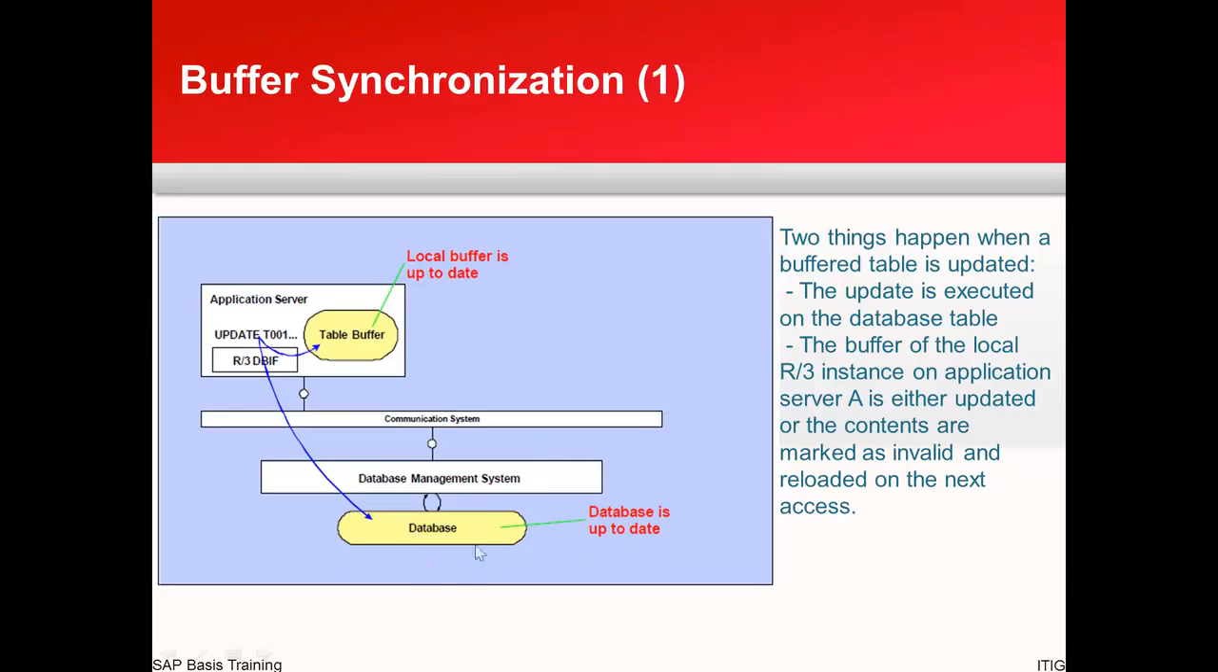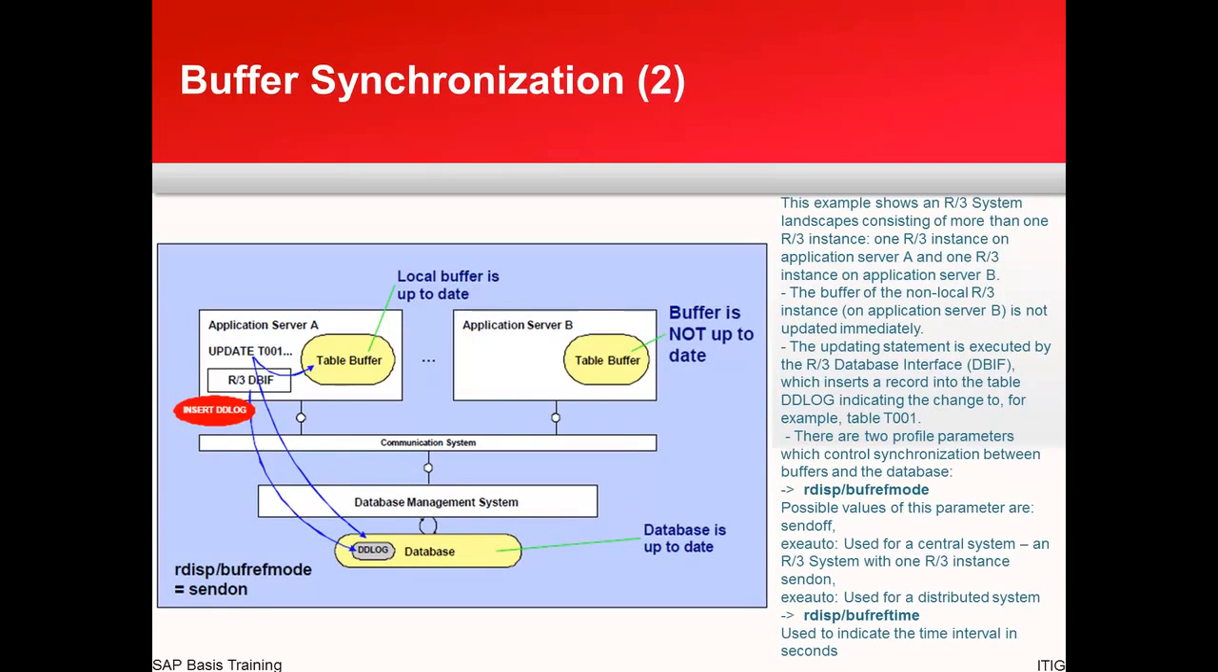Basically, whenever an update happens for a table which is already buffered, the content is marked as invalid. When someone next requests to read it, the data is given from the database, thereby updating this buffer.